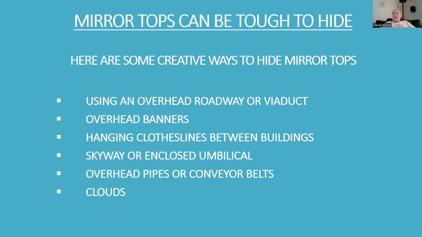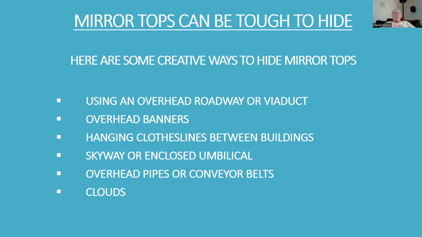Skyways are a pretty good way, or an umbilical between two structures. And overhead pipes and conveyor belts can also be used to hide that top edge. And then finally, clouds. For my two big mirrors, you can't really have a conveyor belt or something like that. So I chose clouds for those, and it worked really well.